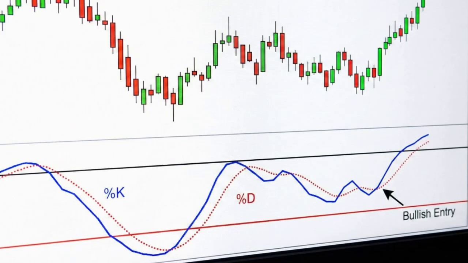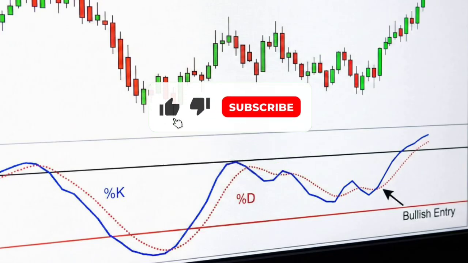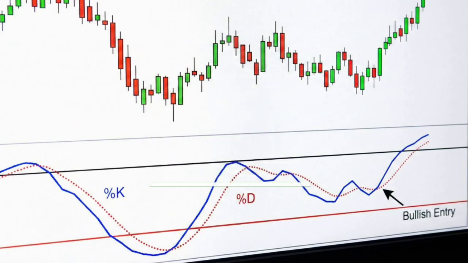You also see 2 lines. %K, blue, fast line. The raw momentum value. %D, red, slow line. A simple moving average of %K. It's the signal line. The crossover of these 2 lines is a classic signal. But alone, it's unreliable. Let's fix that.